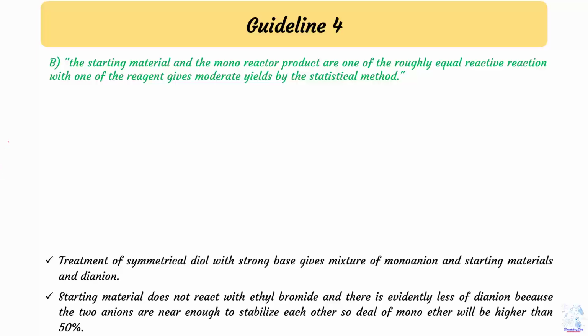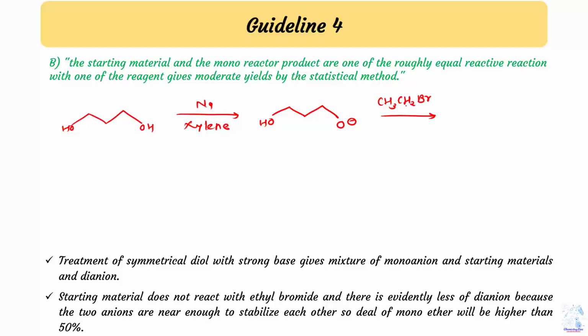I have one diol, which I always use. Reacting with sodium, with xylene as the solvent, I will get one anion and one OH as it is. So if I add EtBr, ethyl bromide, what happens? The ethyl group is attached over here, because it attacks here and the bromide is removed. So I will get this kind of product, which I expect.